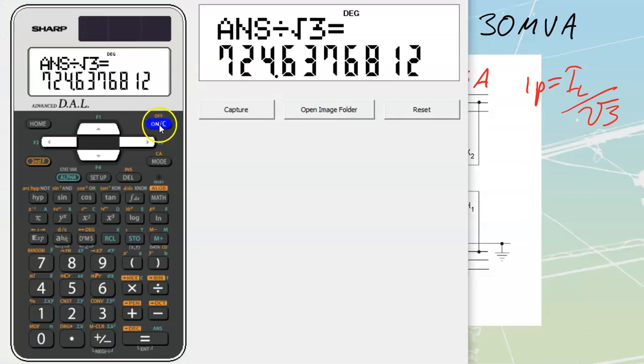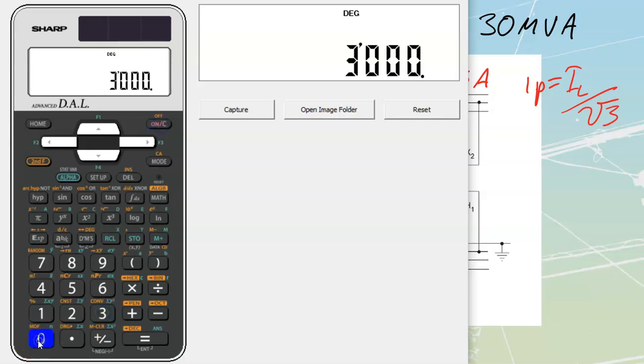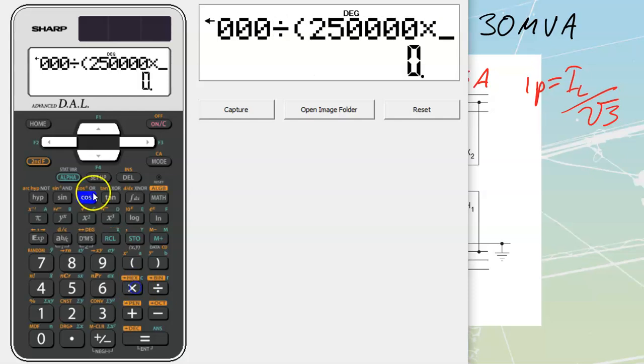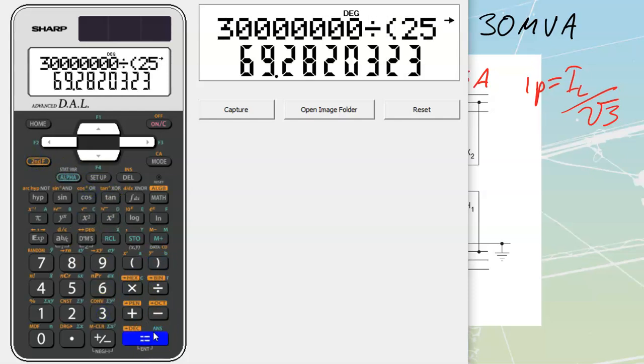Going over to our high voltage side, same deal. We're going to go through the same steps there. 30 million divided by 250,000, that's our line value of voltage, times root 3, which gets us to a value of 69.28 amps.